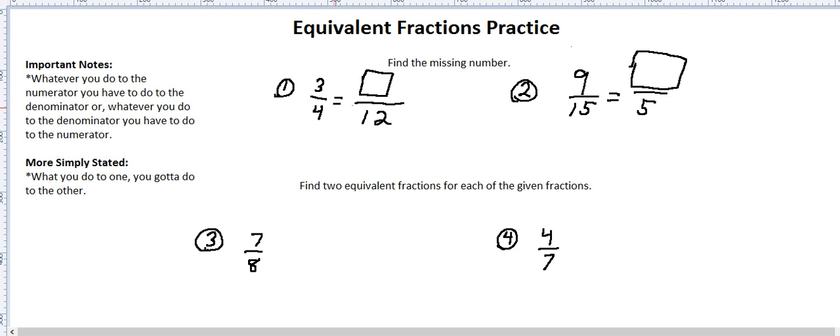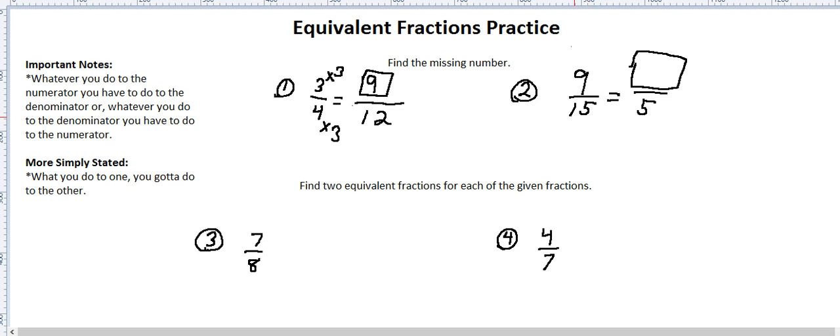All right, so 3/4 equals something over 12. Now remember, whatever we do to the numerator, we have to do to the denominator. So we have to figure out what we multiply 4 by to equal 12. We multiply 4 by 3 to equal 12. So then we multiply 3 by 3, because whatever we do to the top, we have to do to the bottom. And 3 times 3 equals 9. So 3/4 equals 9/12. All right, pause it and go ahead and see if you can do number 2.